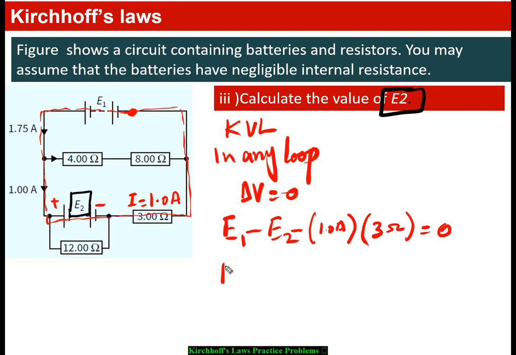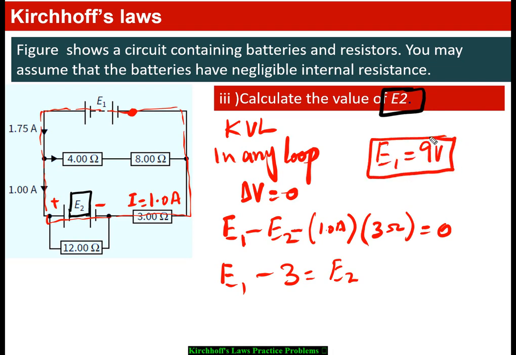We need to find E2. We can also write E1 minus 3 has to be equal to E2. Now E1 we have already found in the previous part. E1 was equal to 9 volts. So we simply need to plug in the value of E1 and we will get the value of E2. So E2 will be equal to 6 volts. So this is how we can answer this question.